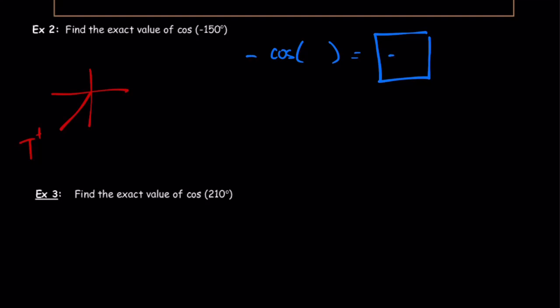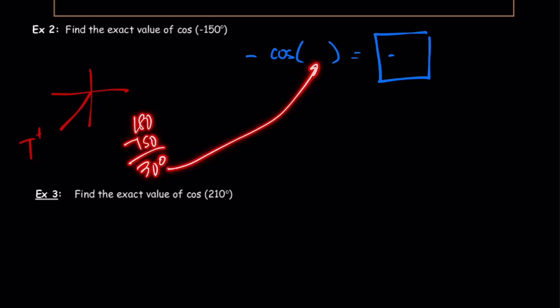Next, I have to get the reference angle. So if this angle here is 150, negative 150, right? I want to find that. So how far is that from 180? 180 minus 150 equals 30. So that is the angle that will go in here.